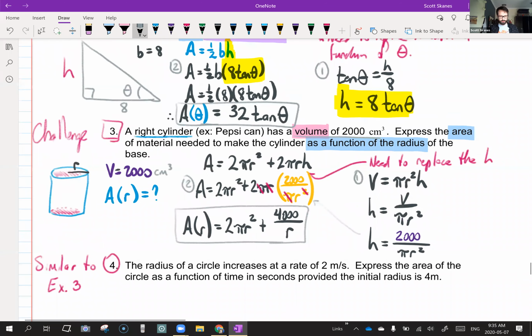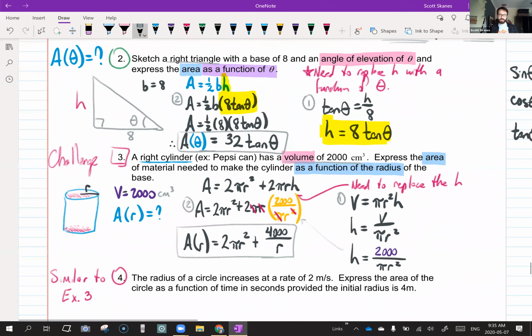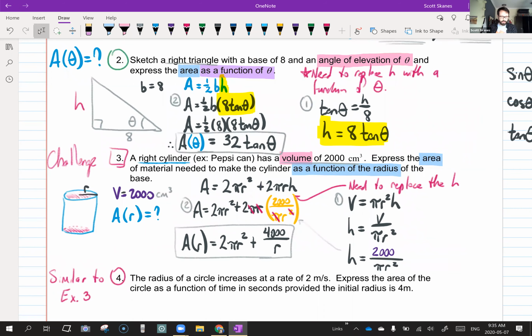So I'll bring this up so you can compare it to the previous question. We did the same basic thing. How do we feel about this?